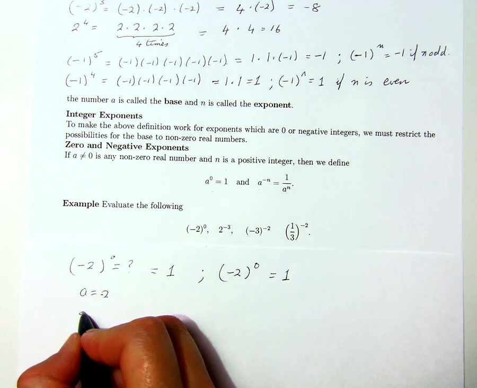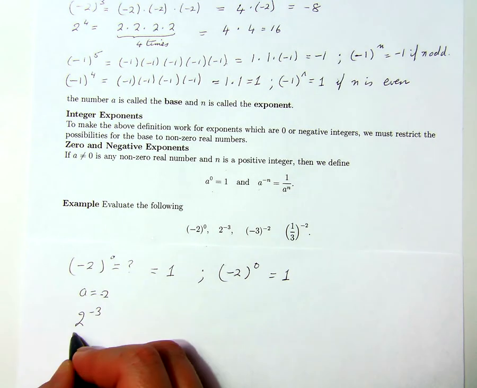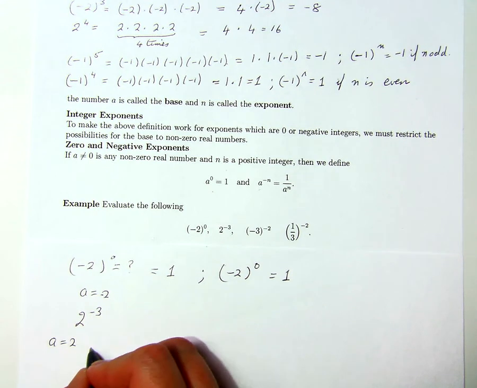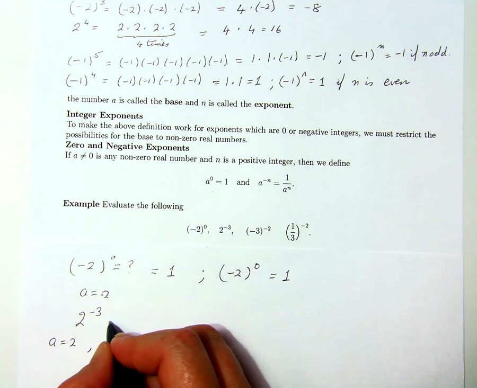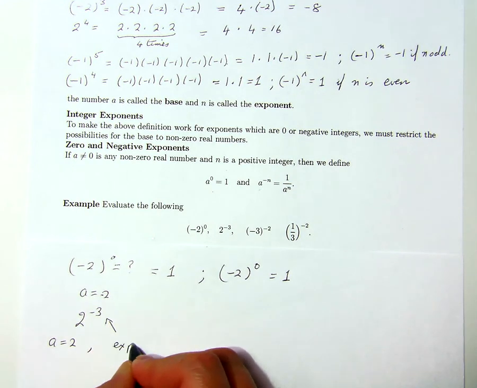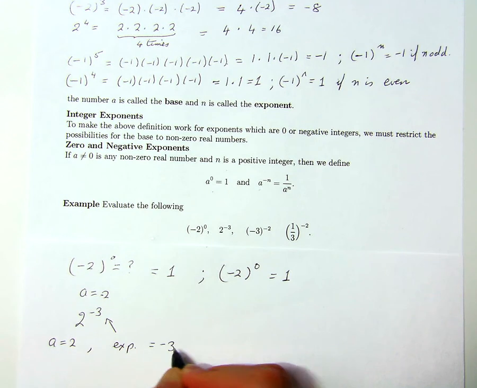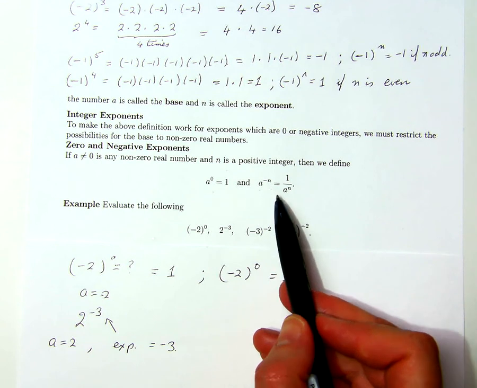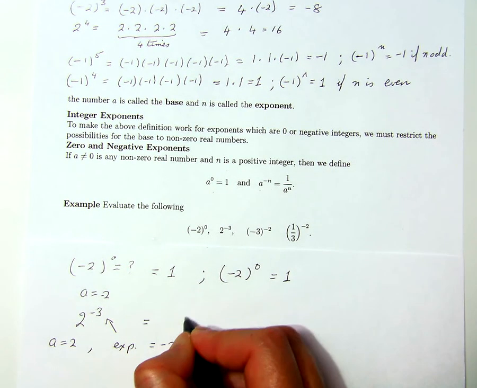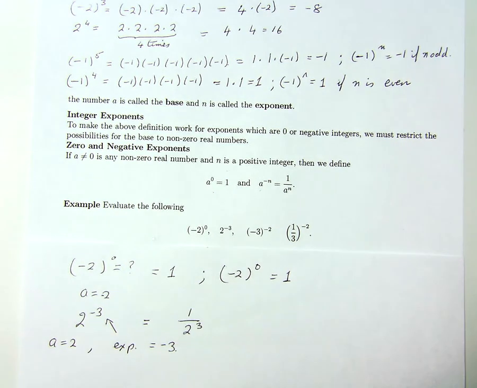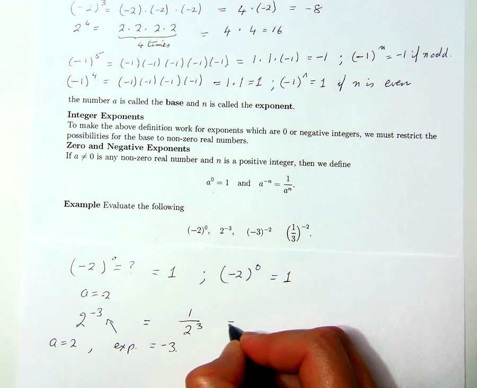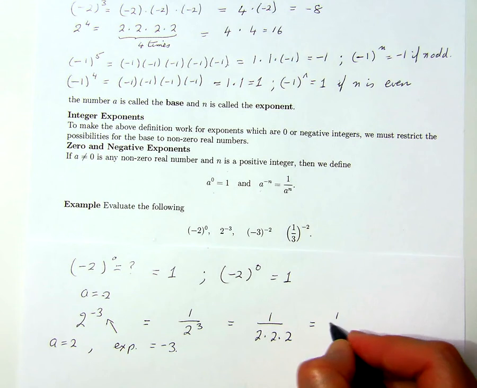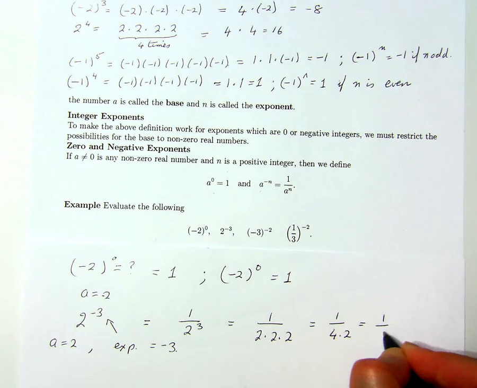Pardon me. 2 to the negative 3. Here we have a positive base. A is 2. And now the exponent is negative 3. So according to our definition, this is a to the negative n, where n is positive. And so this is equal to 1 over 2 to the 3. And we defined 2 to the 3 above. So that's 1 over 2 times 2 times 2, which is 1 over 4 times 2, which is 1 over 8.